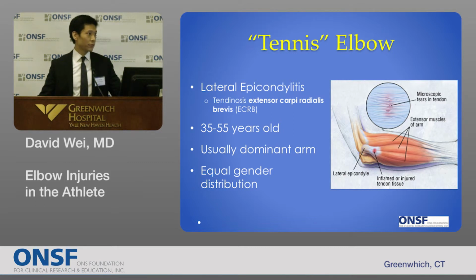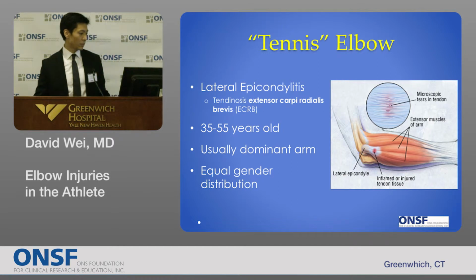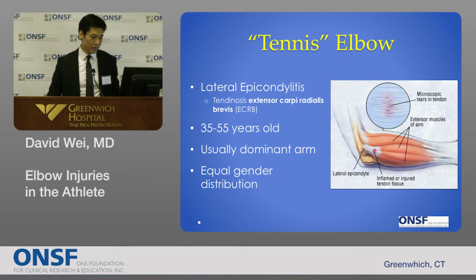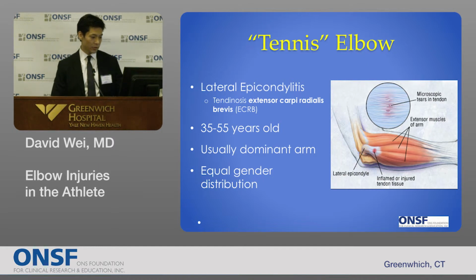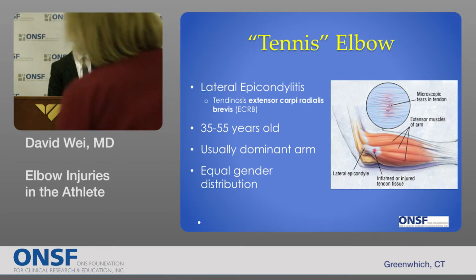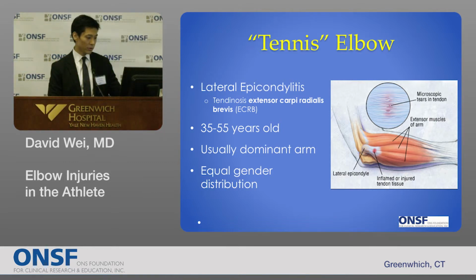Those who are 35 to 55 years old usually get this disease, and it is usually the dominant arm, and women and men get it at about the same rate. The symptoms that patients feel are typically around the lateral epicondyle, which is shown here, and oftentimes just distal to it, where you see this red spot, and that's really where the diseased tissue is, the diseased ECRB tendon.